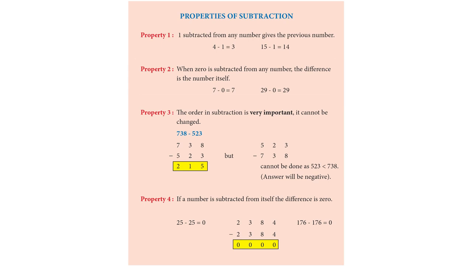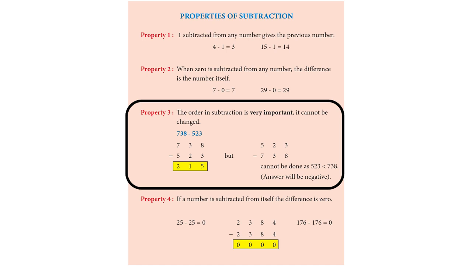Listen carefully. Property 3 says the order in subtraction is very important. It's in bold. That means it's very important. It cannot be changed. But in addition, remember, the order of addition can be changed anyway. No problem. You get the same answer. But in subtraction, the order cannot be changed. For example, 738 minus 523, which is given here. You cannot do 523 minus 738. That is wrong, right? You will get a negative answer.